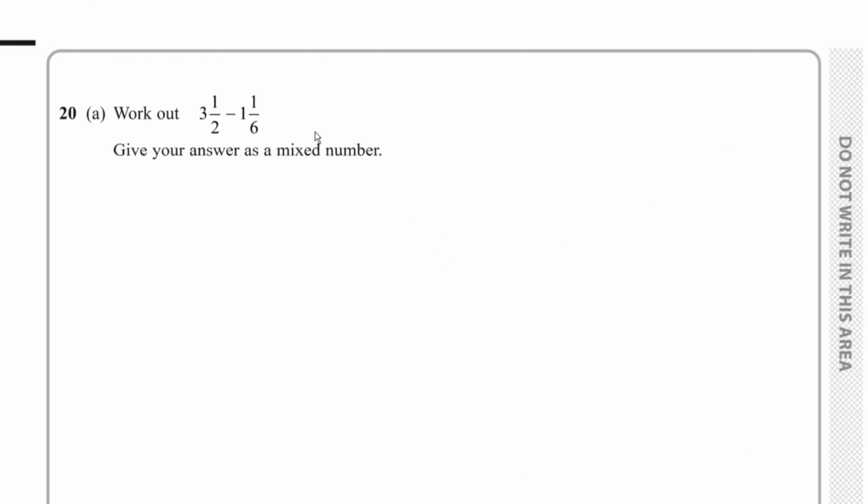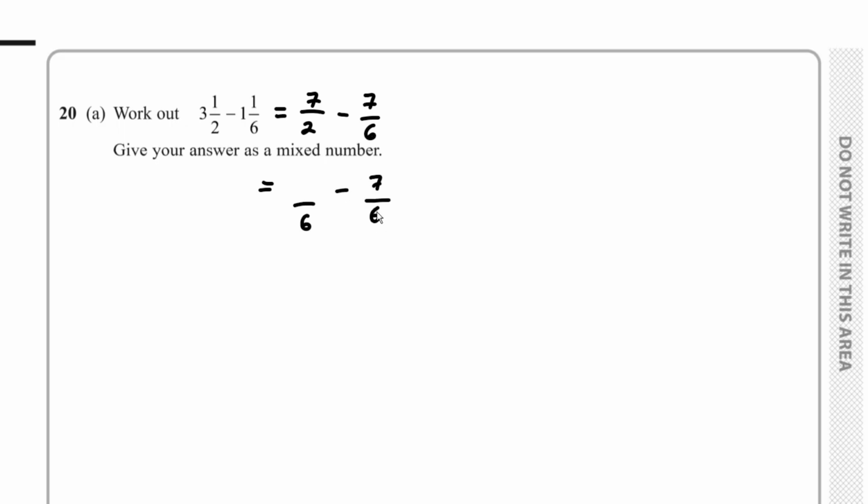Question number 20, part A. Work out 3 and a half, subtract 1 and a 6th. Give your answer as a mixed number. Well, what we can do to begin with is convert everything into a top-heavy fraction. So the 3 and a half, 3 times 2 plus 1, that's 7. So I've got 7 over 2, subtract. Now 1 and a 6th, we've got 1 times 6, which is 6, plus 1, which is 7. So I've got 7 over 6. Now I've got 7 over 2, subtract 7 over 6. What I can do is get everything over a common denominator of 6.